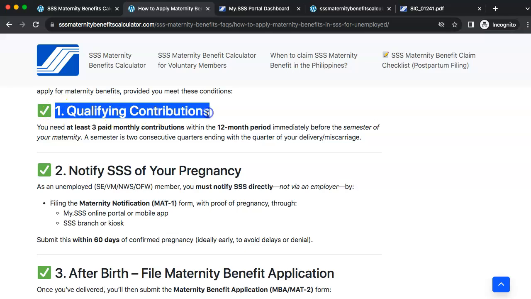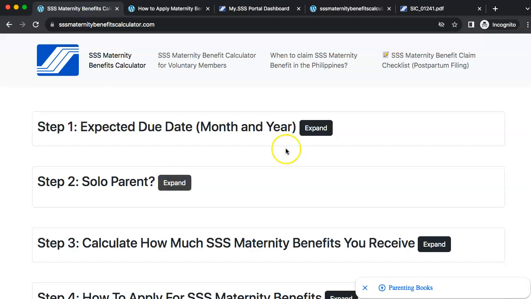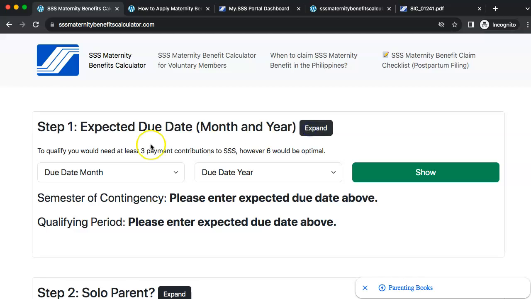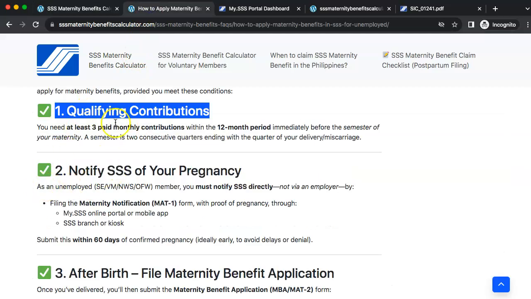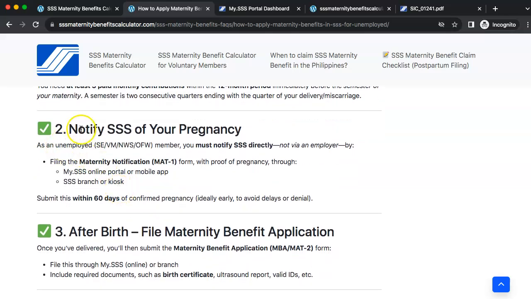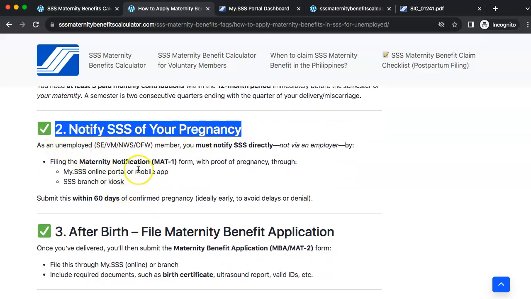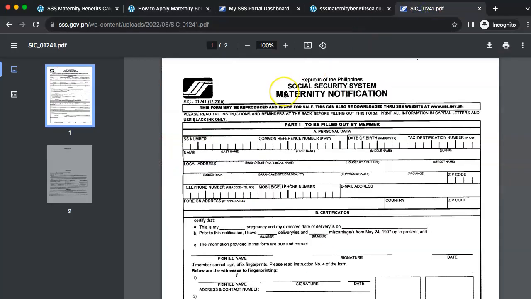What you need to do then is to check how much you paid, and of course you can use the SSS Maternity Benefits calculator to calculate, based on your due date, what the qualifying period is. Once you have that, next you notify SSS of your pregnancy, and for that you need the maternity notification or MAT1 form. Basically that's this form, or these days you can do it all through the SSS portal.